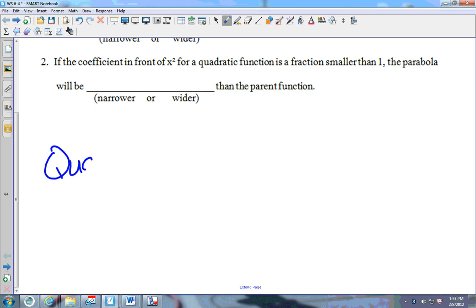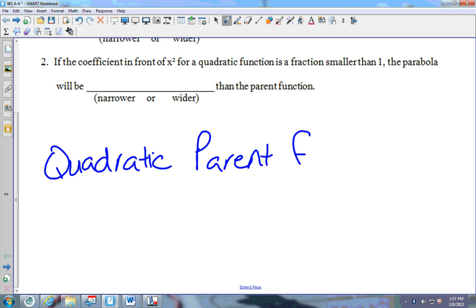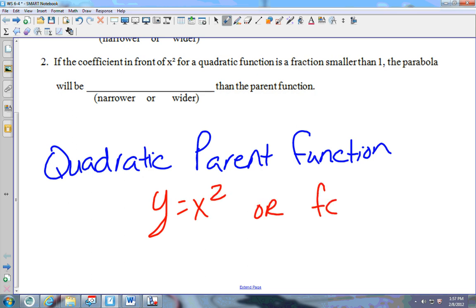So the quadratic parent function, that is y equals x squared. Or you could write it as f of x equals x squared. Well, let's look at that real quickly in the graphing calculator.